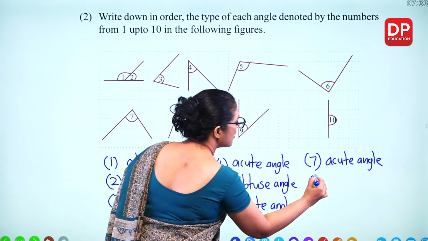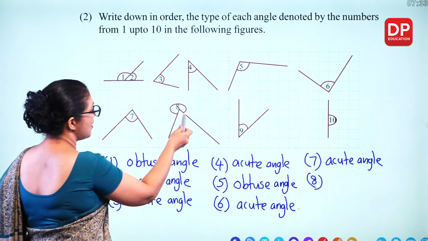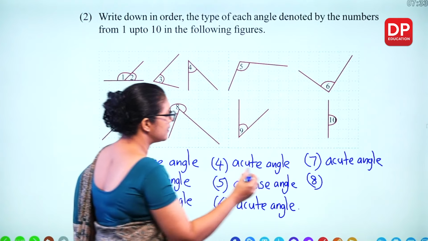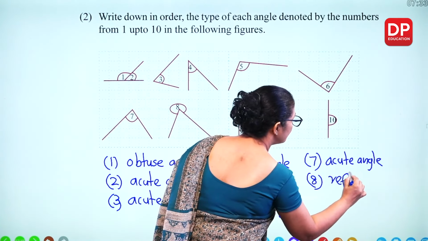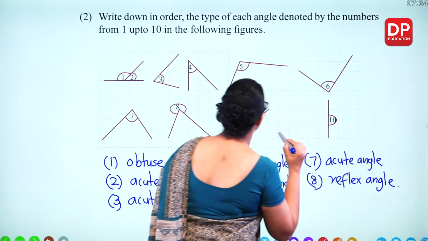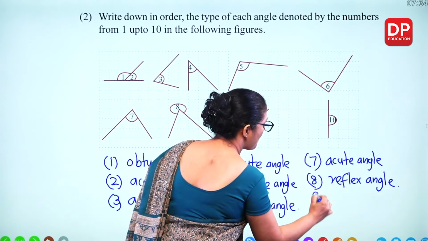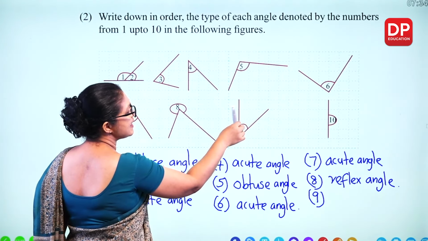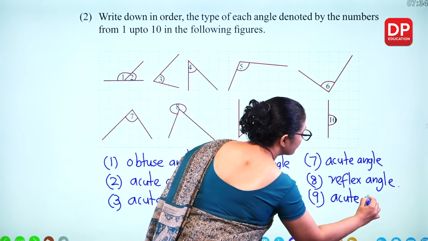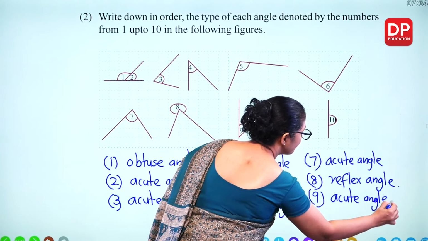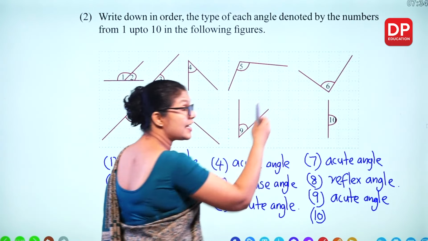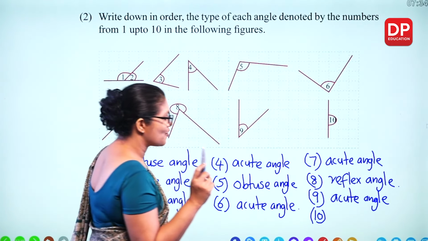8, here, more than 2 right angles, that's a reflex angle. 9, that's less than a right angle, acute. And 10th one, it's just a straight line. We call it a straight angle.